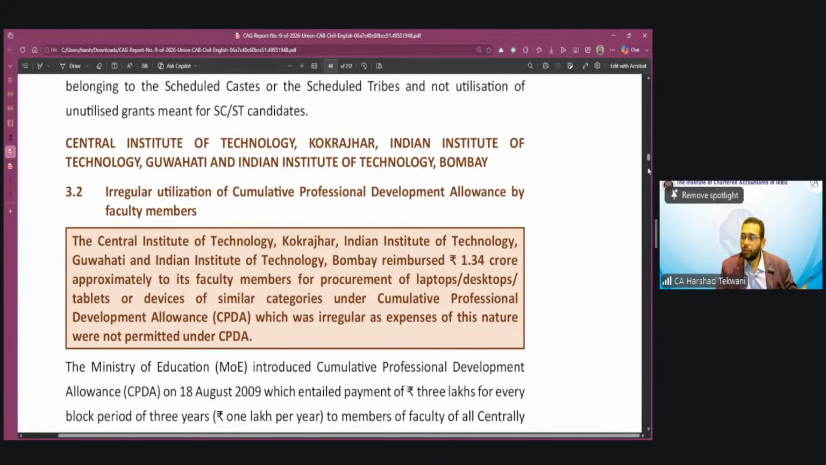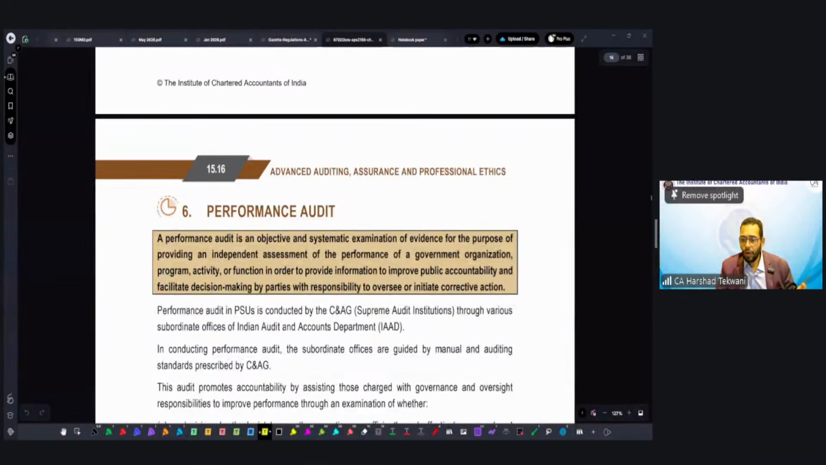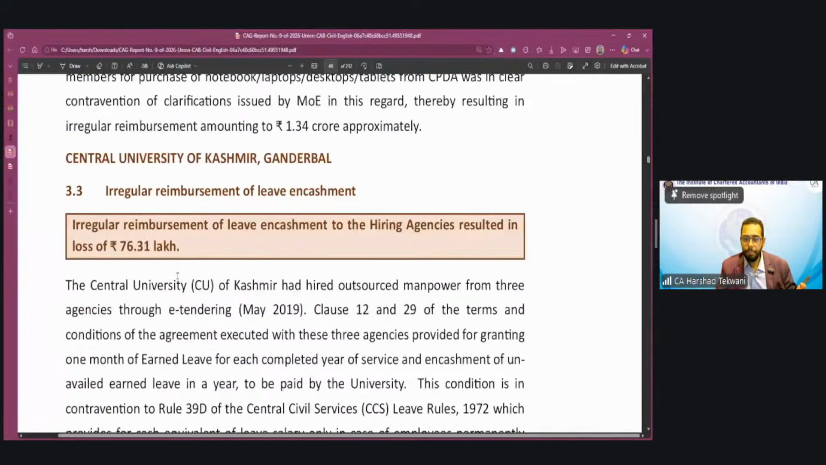Okay, so various aspects of the compliance audit we are looking at over here. For example, if you talk about sound financial management and public financial prudence, irregular reimbursement of leave encashment to hiring agencies resulted in a loss of 76.31 lakh. So these are the kinds of things that are identified in the compliance audit.